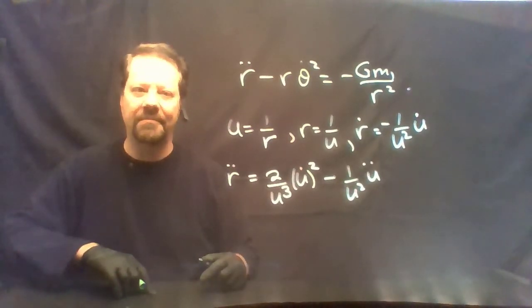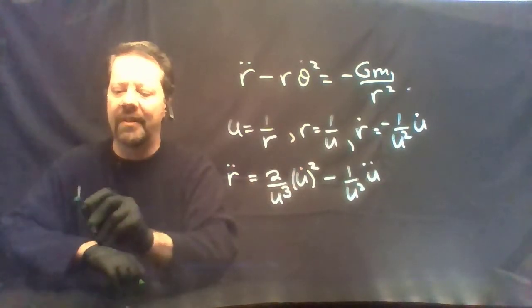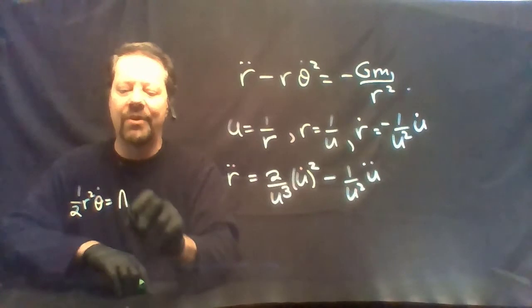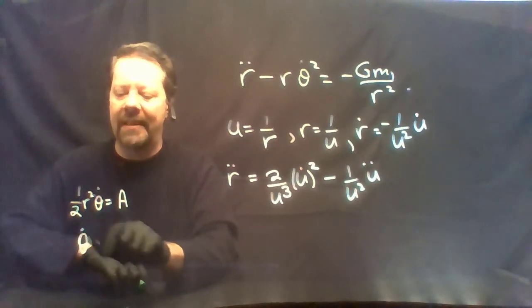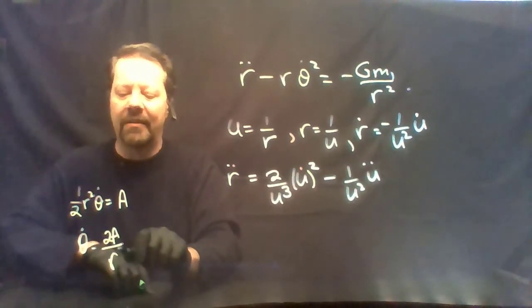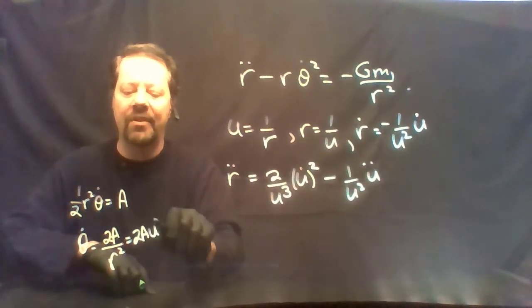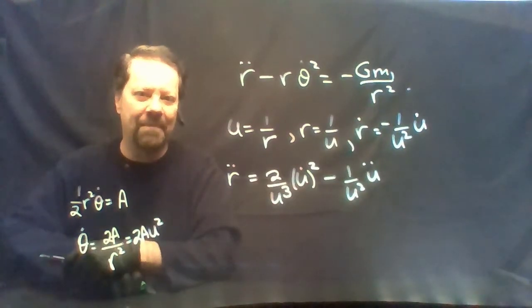We still have this theta dot to deal with, but we have the formula 1/2 r squared theta dot is equal to the rate of area being swept out, A. That means then that theta dot is 2A divided by r squared, or 2A times u squared, with this change of variable.